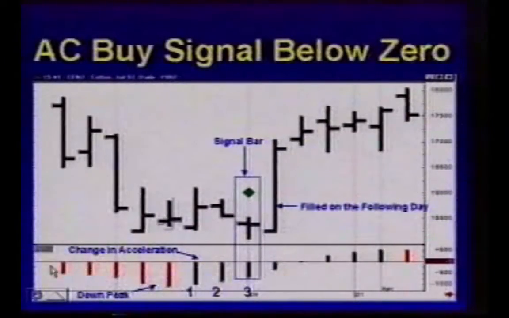Here you are below zero. This represents the zero line. You see that acceleration is down. Then we have 1, 2, and 3 consecutive higher highs, meaning these are smaller negative numbers. It's getting closer to zero. So 1 tick above the high of this bar is going to be our buy stop, and it was filled the next day.